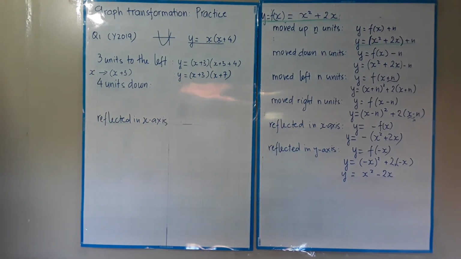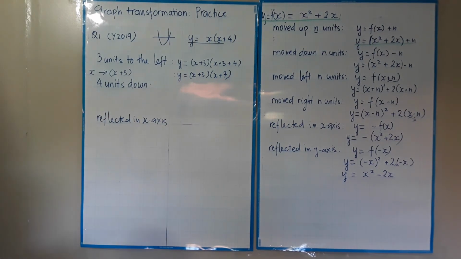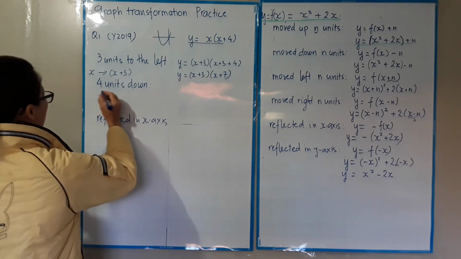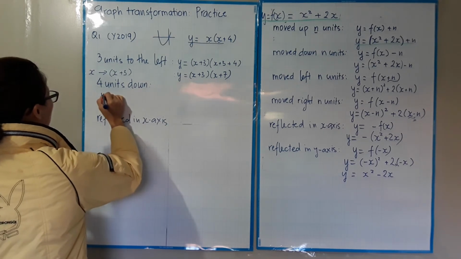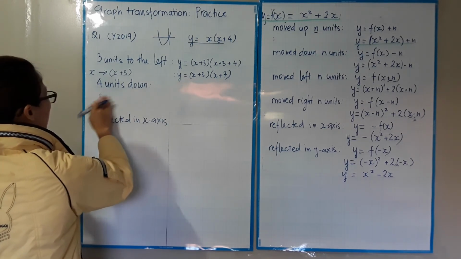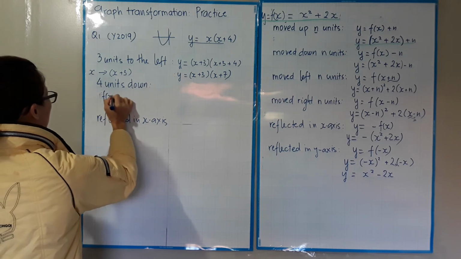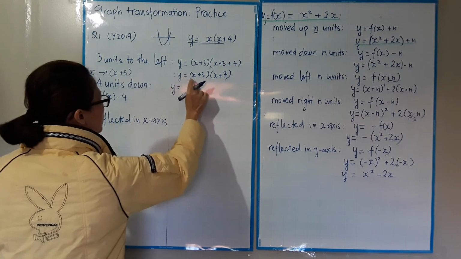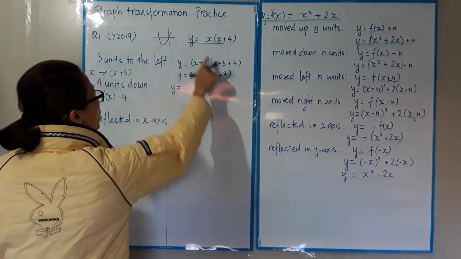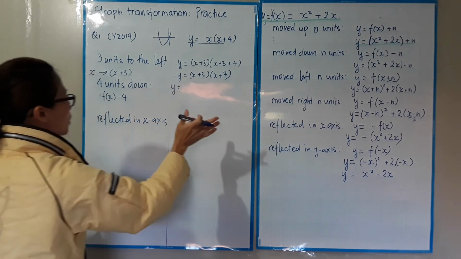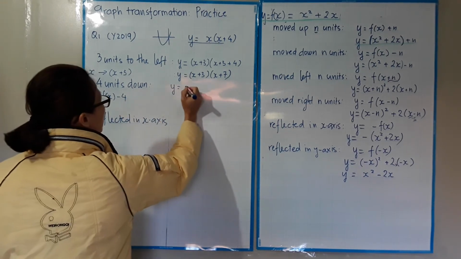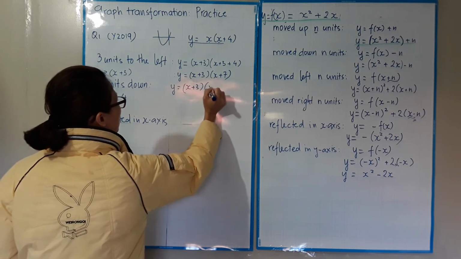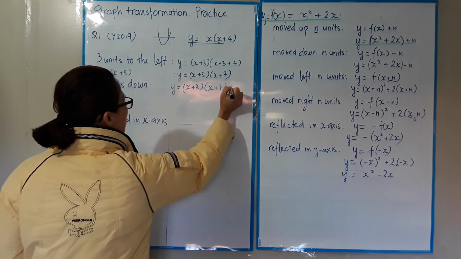Now 4 units down. 4 units down, so you take away 4 from the right side of the equation. Take away 4, you mean this, I would write, take away 4, okay? Then what you have here is y equals this one, take away 4, not the original one. Okay, the one from step 1 will be take away 4. So (x plus 3) times (x plus 7) and take away 4.